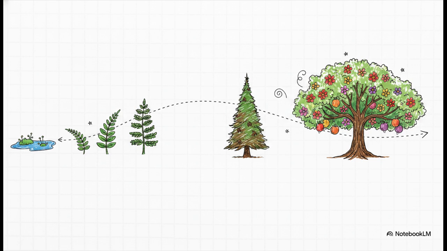I want to leave you with this final provocative thought. How does understanding this immense evolutionary jump from a tiny, water-dependent haploid moss to a towering, complex, fruit-bearing diploid angiosperm change how you see the plants right outside your very own window? Remember, these aren't just exam facts for you to memorize. This is the incredible, unfolding story of life's conquest of our planet.